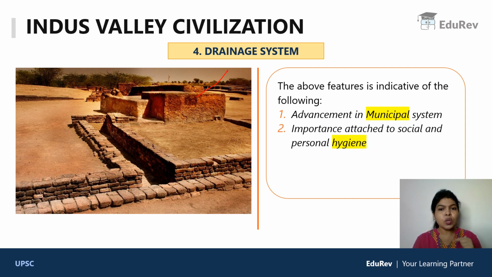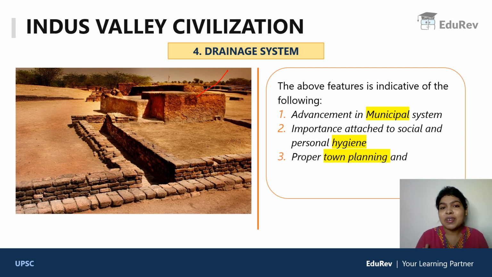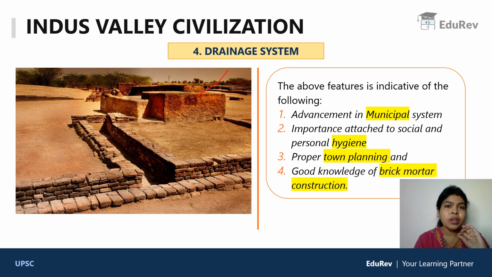Then we also know the importance of personal hygiene. We know that there existed a proper town planning. We also know that they had good knowledge of brick and mortar construction. So these things we come to know because of whatever we have studied till now. This is the inference. And mind you, these inferences, when you write in your exam, will fetch you more points, because it is very crisp and it will deliver whatever information you want to deliver in a very crisp line. So it will give you more marks.